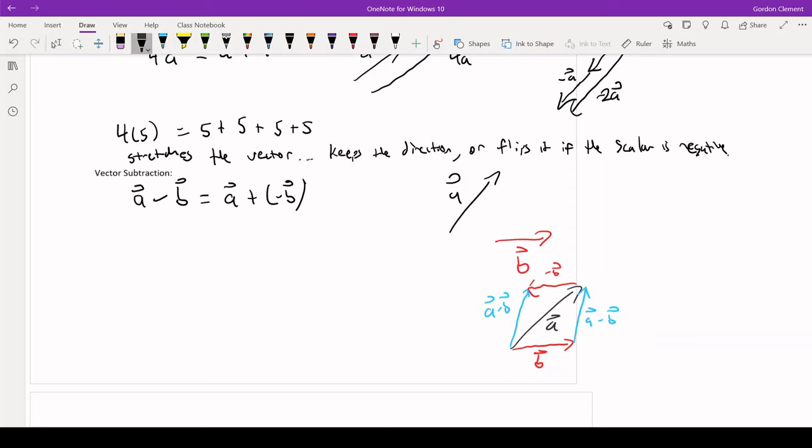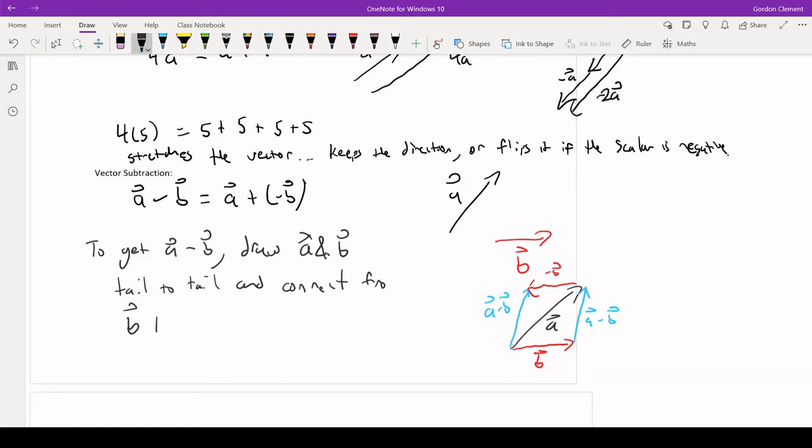So I'll write those instructions out. To get A minus B, draw A and B tail to tail, and connect from B to A. If you connect them the other way, you actually end up with B minus A instead. If you connect from A to B, you're getting B minus A. So you go from the second vector in the subtraction to the first vector in the subtraction, is how we sort of geometrically represent vector subtraction.